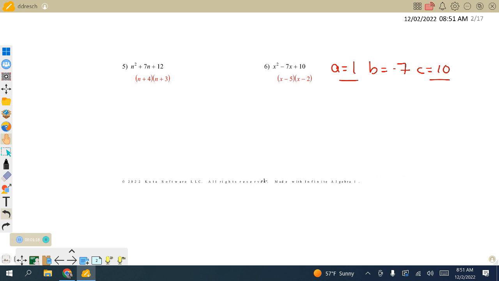So that's why I always tell you, list out the factors of A and C. So how do you get a 1? Yeah, 1 and 1. The only way you get a 1 is 1 and 1. How do you get a 10? Yep, and there are, again, 2 possibilities, okay? So I count for both of those, even though there are only 2 there.